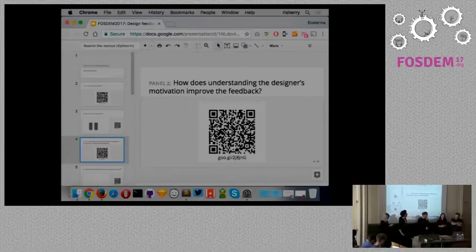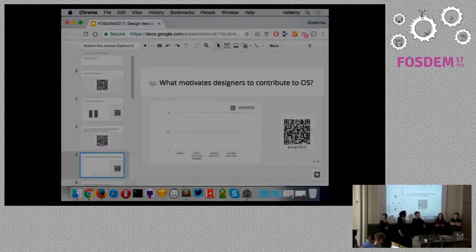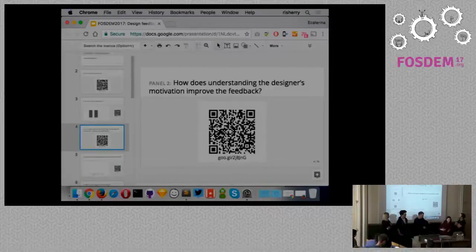So the first question that I will ask the panel is: do they think that understanding the designer's motivations improves the feedback? What I mean by that is the audience will need to discuss and say what they think motivates a designer to participate in open source. Some example options are money, fame, or sharing experience. And for you guys, do you think it's important when you provide design feedback to understand why the designer is contributing, or do you want to keep it professional, it doesn't matter?